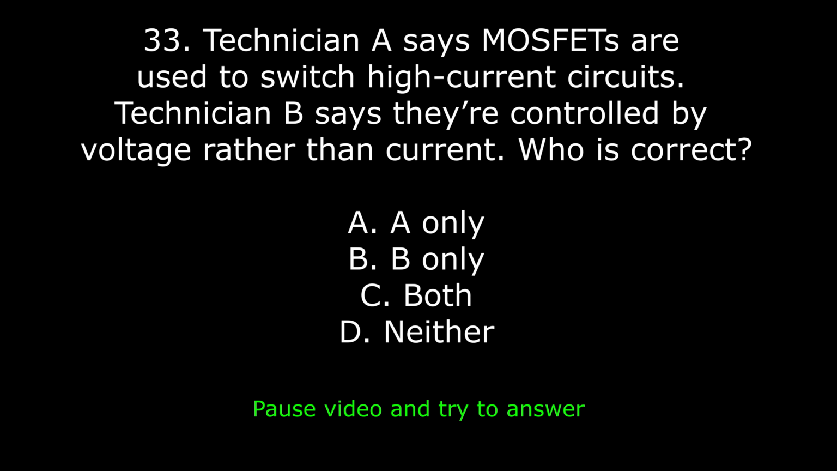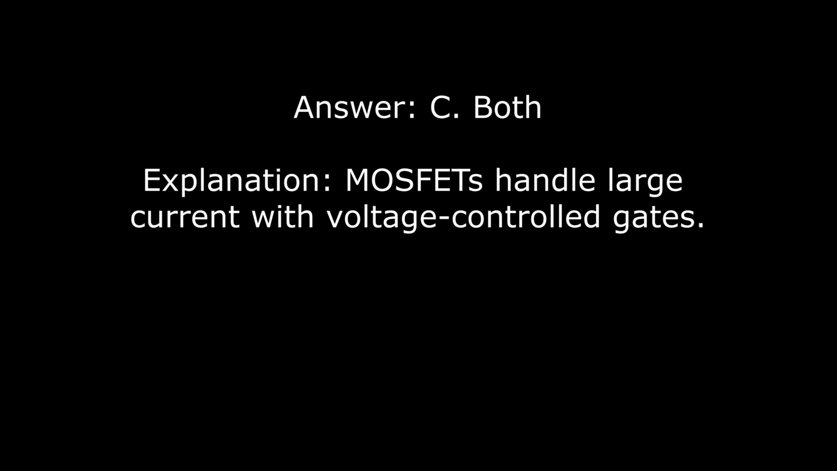33. Technician A says MOSFETs are used to switch high-current circuits. Technician B says they're controlled by voltage rather than current. Who is correct? A. A only. B. B only. C. Both. D. Neither. Answer is C, both. Explanation: MOSFETs handle large current with voltage-controlled gates.